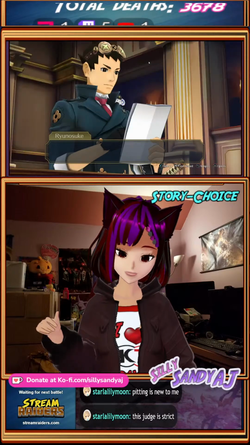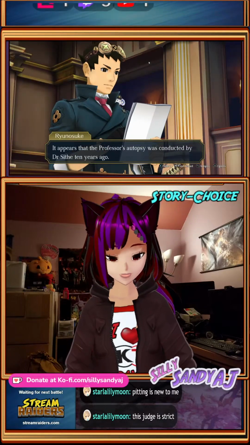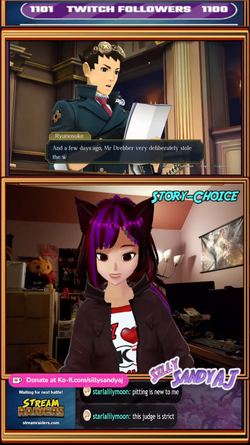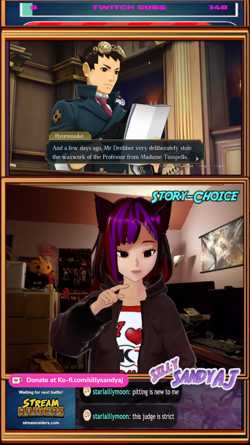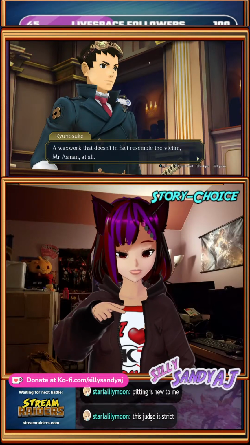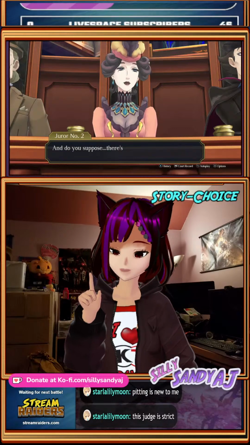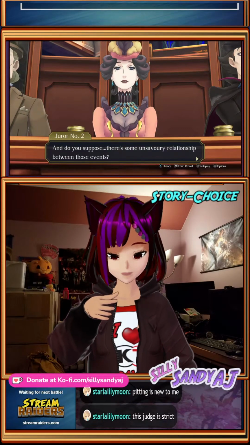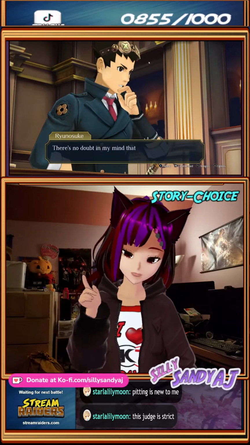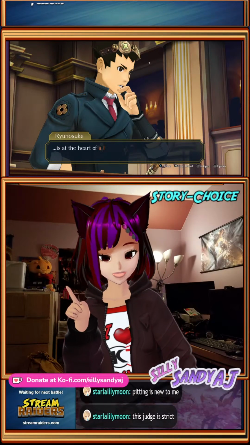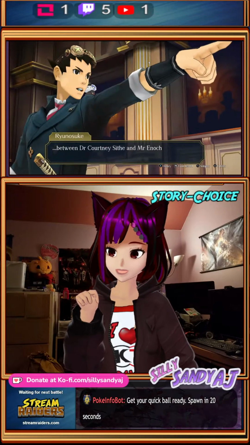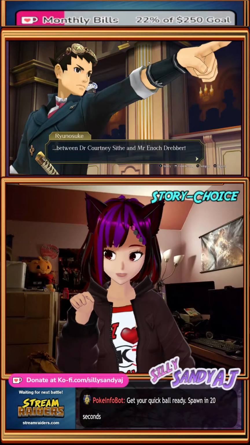Strike a light! It appears that the Professor's autopsy was conducted by Dr. Scythe 10 years ago. And a few days ago, Mr. Drebber very deliberately stole the waxwork of the Professor from Madame Roussel's. A waxwork that doesn't in fact resemble the victim, Mr. Osmond, at all. And do you suppose there's some unsavory relationship between those two events? Absolutely. I'm sure of it. There's no doubt in my mind that the Professor's case is at the heart of a link that we have yet to uncover between Courtney Scythe and Mr. Enoch Trevor.